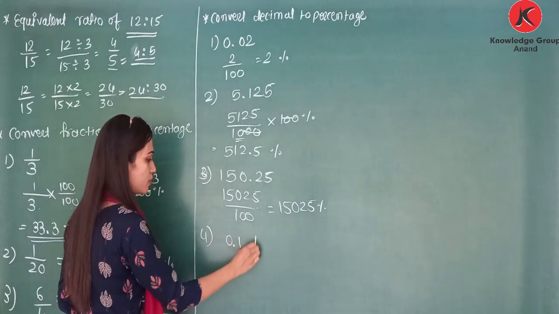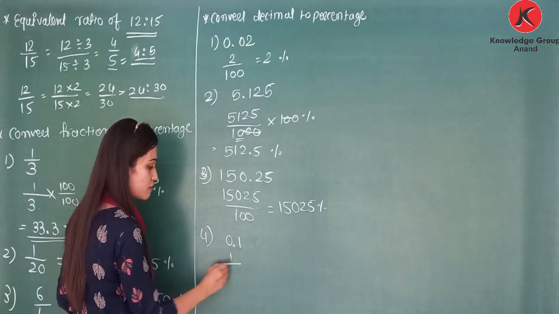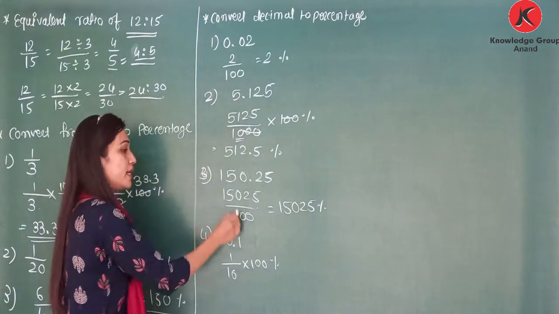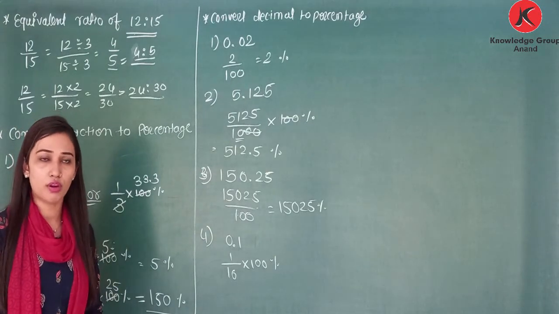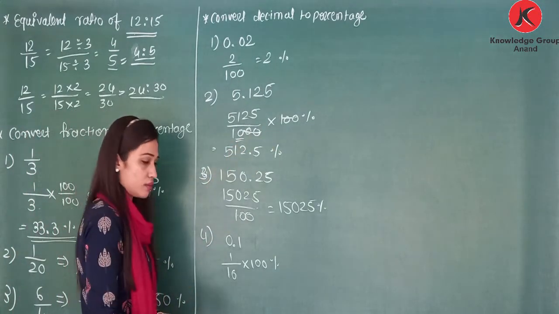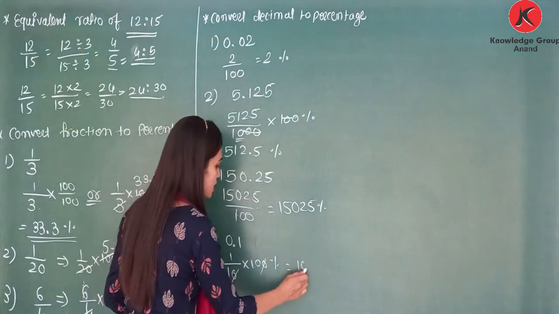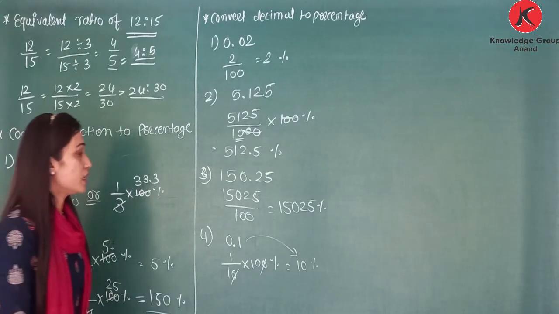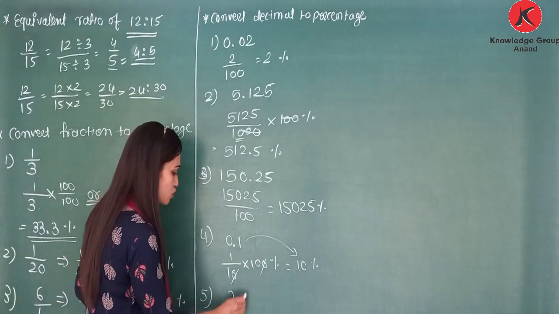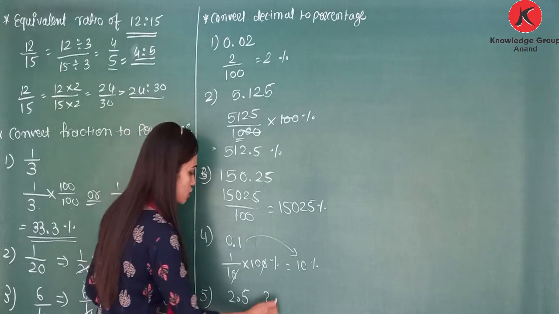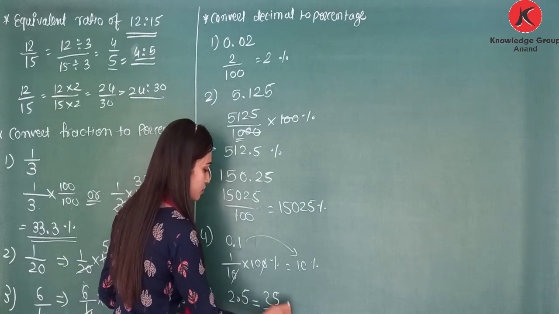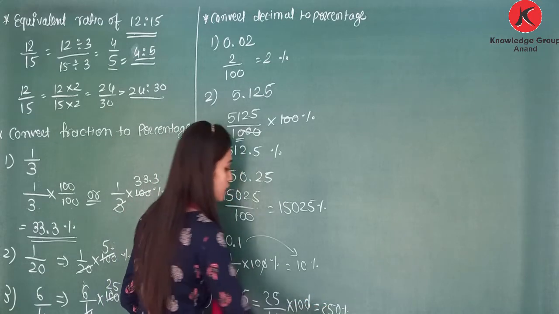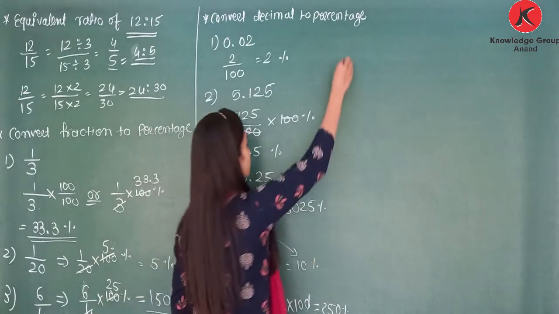If it is 0.1, then it is 1 by 10. So to convert it, multiply with 100. If denominator is already 100, then no need to multiply with 100. If it is not, then multiply with 100. So here 10 will be cancelled, so it is 10%. Means 0.1 means 10%. Clear? If it is 2.5, then it is written as 25 by 10 multiply with 100. So it is 250%. Clear?